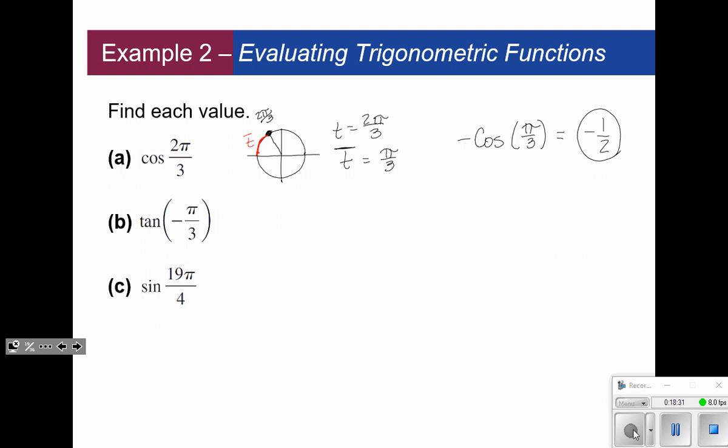Okay, figure out where you are on the unit circle, what quadrant you're in, and find your reference number. Based on the quadrant, you know whether your cosine is going to be negative. Then just use your reference number and your values from the first quadrant.